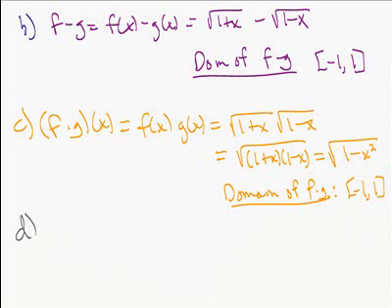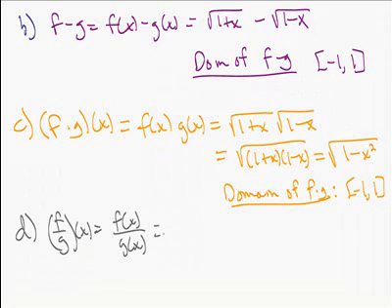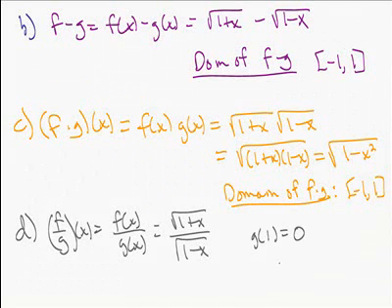Finally, let's look at part D, where we have f divided by g. F divided by g of x is equal to f of x divided by g of x, which is going to equal the formula of f, which is the square root of 1 plus x, divided by the formula of g, which is the square root of 1 minus x. Now, what's the domain here? Well, the domain here, remember, is the intersection only. You have to throw out any values that make g of x equal to 0. Well, we know that g of 1 is equal to 0 because g of 1 is equal to the square root of 1 minus 1, which is the square root of 0 or 0. So we have to throw that out of our domain.